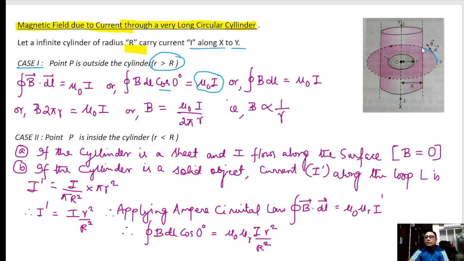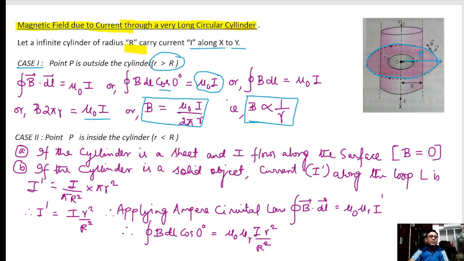So B times the line integral of dl is mu 0 I, and dl gives the total length, which is 2 pi r. This is the circle we are choosing at a distance of r. So total length will be 2 pi r, which gives mu 0 I. So the magnetic field B will be mu 0 I by 2 pi r. At a point outside the cylinder, the magnetic field due to the whole cylinder is mu 0 I by 2 pi r. So we can see it is inversely proportional to r.